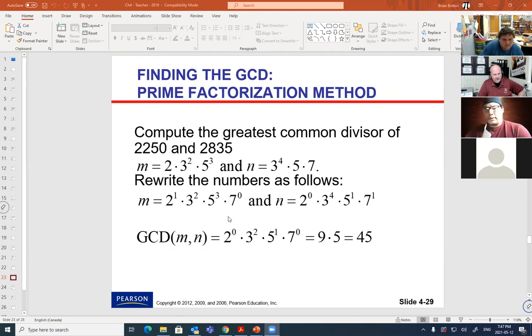So, okay, I write them down. That's the prime factorization when you do it with the tree method. Now, what you're looking for, for instance if you're doing GCD, is the smallest of everything.